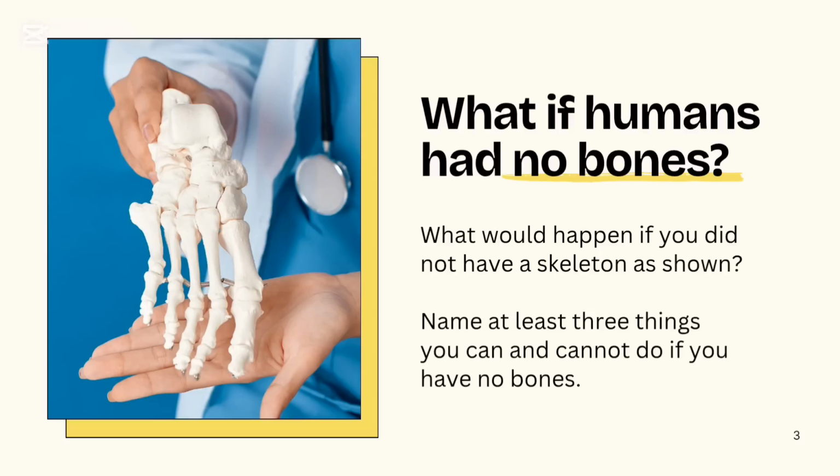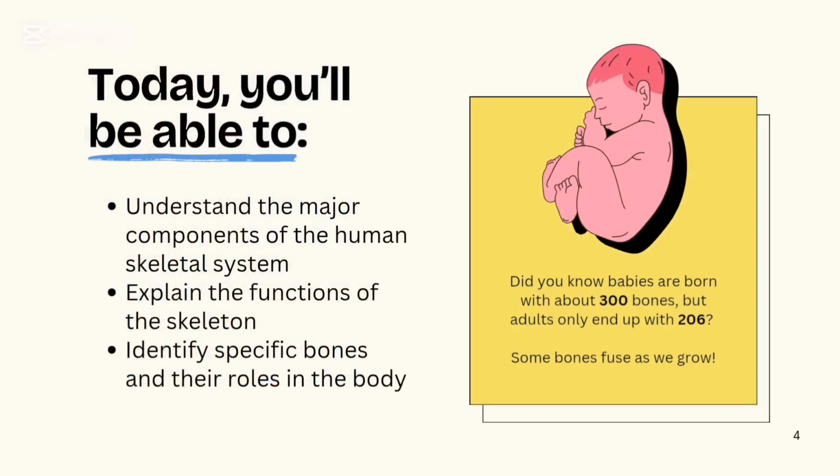Bones are living tissues that continuously undergo a process of remodeling. They are made up of an outer dense layer called compact bone and an inner spongy layer called cancellous bone. Compact bone provides strength and structure, while cancellous bone contains red bone marrow, which is responsible for producing red blood cells, white blood cells, and platelets.